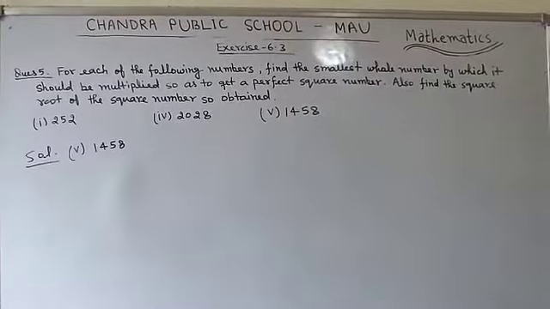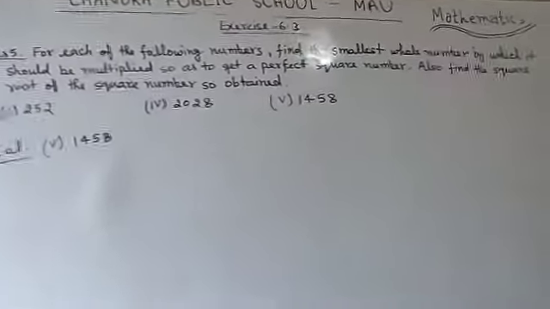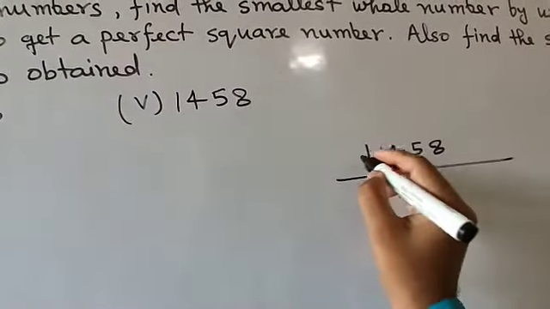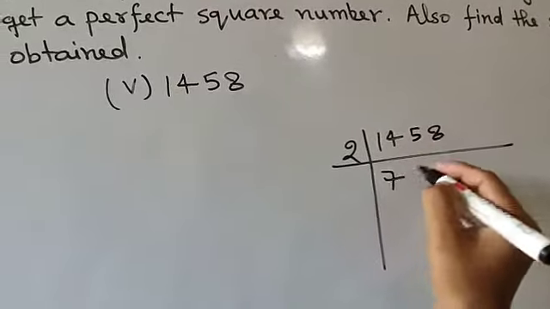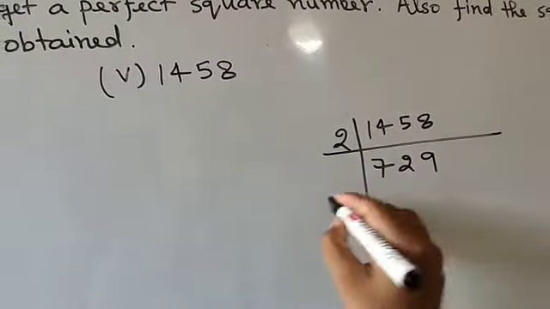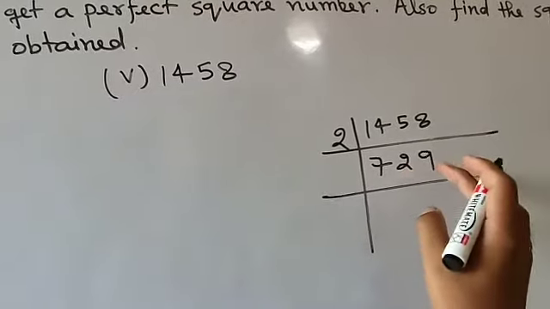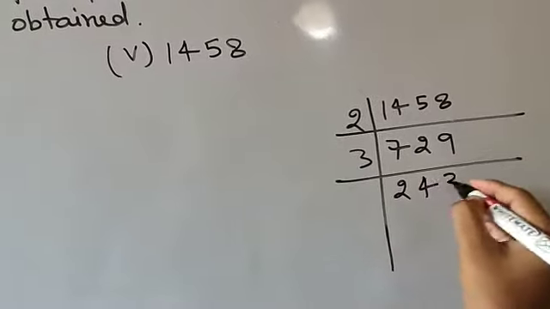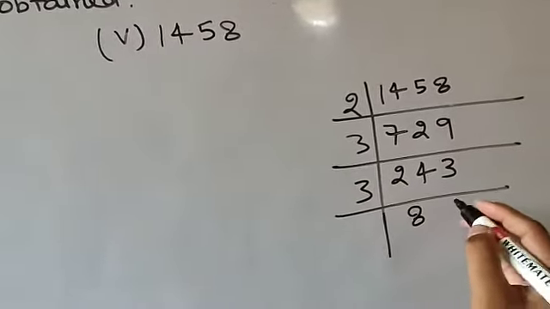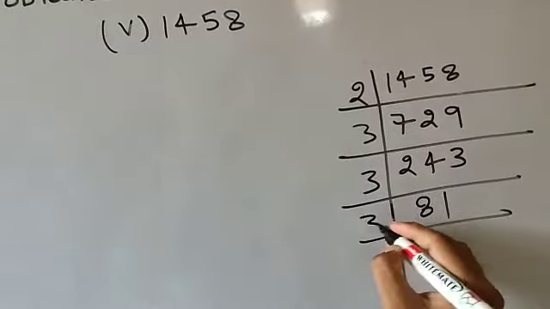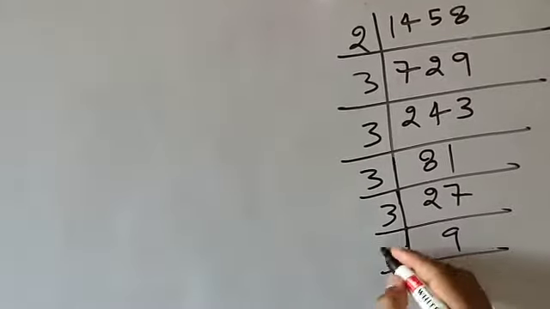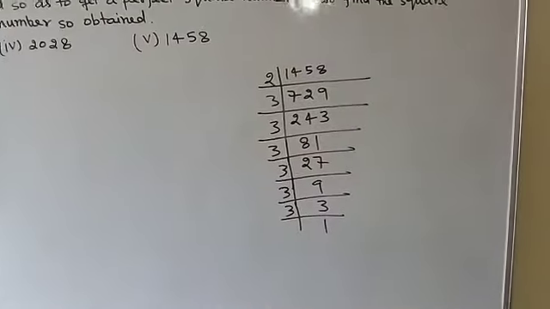Now students, fifth part is 1458. So again I am going to find the prime factors of 1458. It is divisible by 2, 2 7 ja 14, 2 2 ja 4, 2 9 ja 18. Now you will check for 3, 9 to 11 7 18. So it is divisible by 3, 3 2 ja 6, 3 4 ja 12, 3 3 ja 9, again by 3, 3 8 ja 24, 3 1 ja 3, again by 3, 3 2 ja 6, 3 7 ja 21, again by 3, 3 9 ja 27, then 3 3 ja 9, and 3 1 ja 3. So here I got all the factors of 1458.